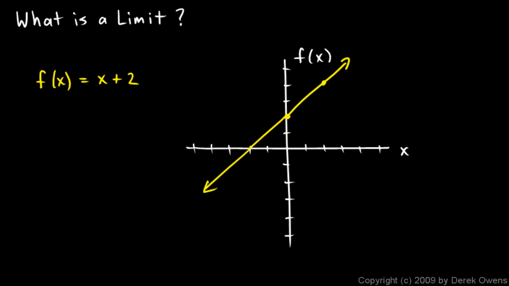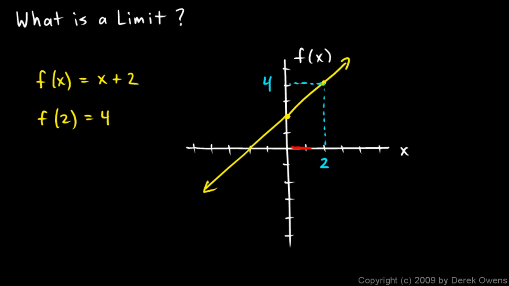So let's look at a specific point right here, for example, x equals 2. At that x value, if this is drawn accurately, we have a y value of 4. And we can express that pretty easily by saying f of 2 equals 4. Now that's obvious, but to think about the idea of a limit, think about the x value getting close to 2 but not quite getting there.